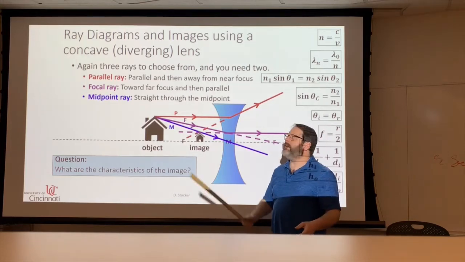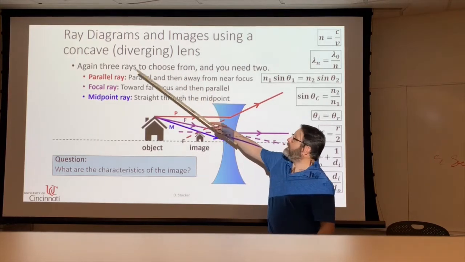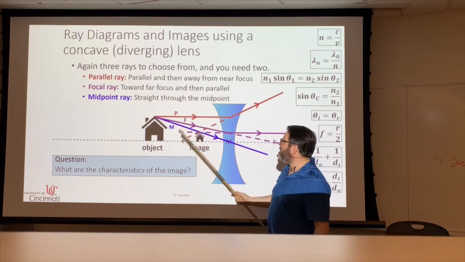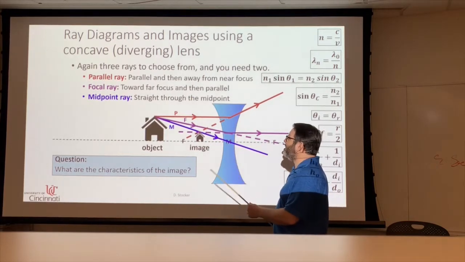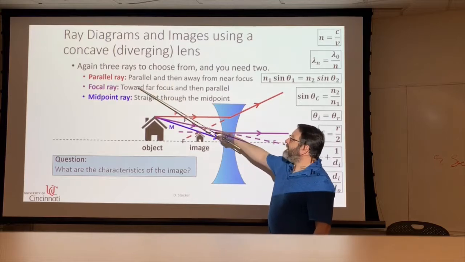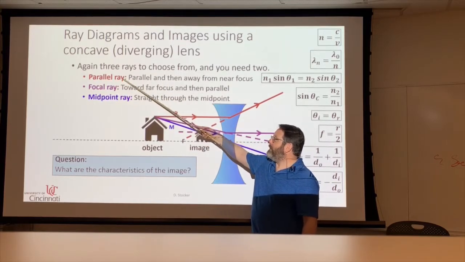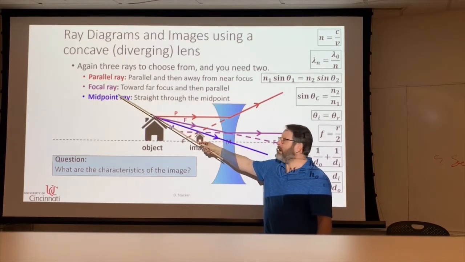Now we're going to draw ray diagrams for a concave or diverging lens. It's called diverging because the light rays diverge when they pass through it. All right, so again, three rays to choose from: parallel ray, focal ray, midpoint ray.